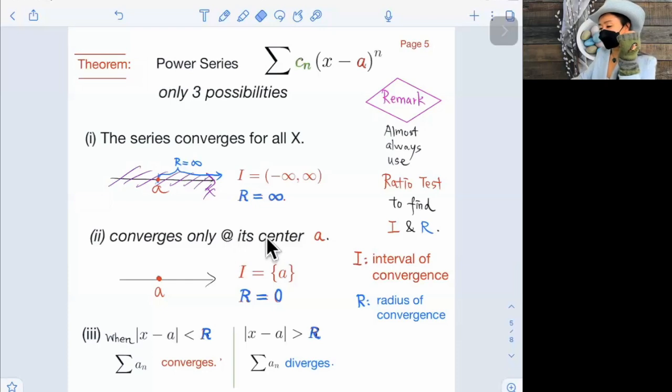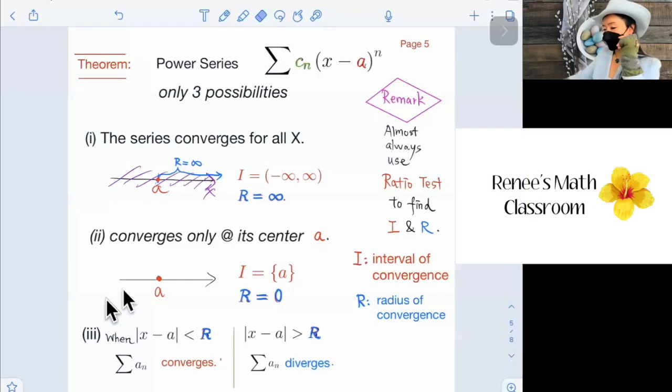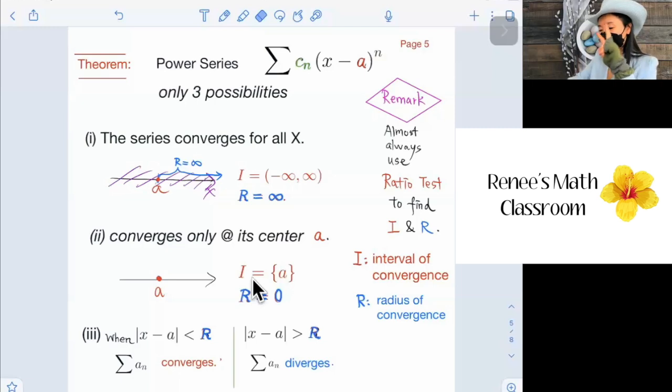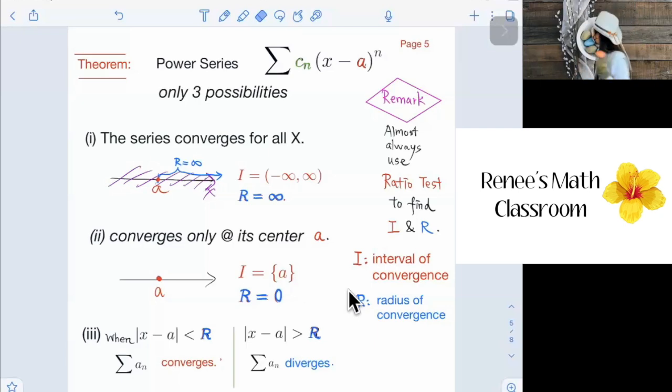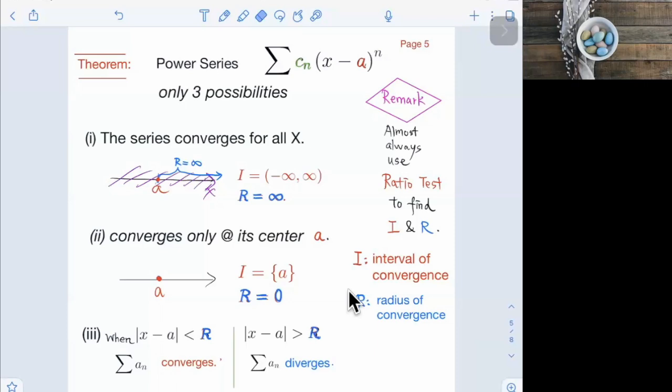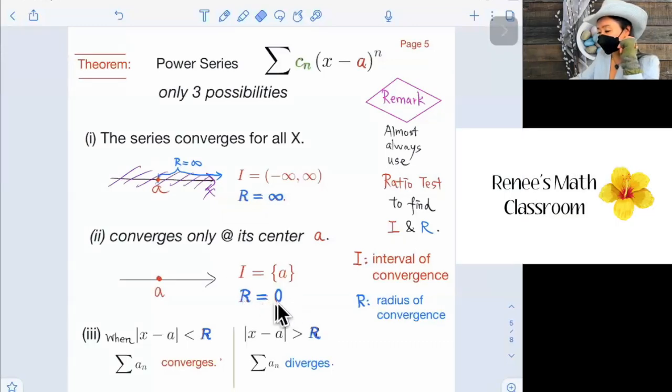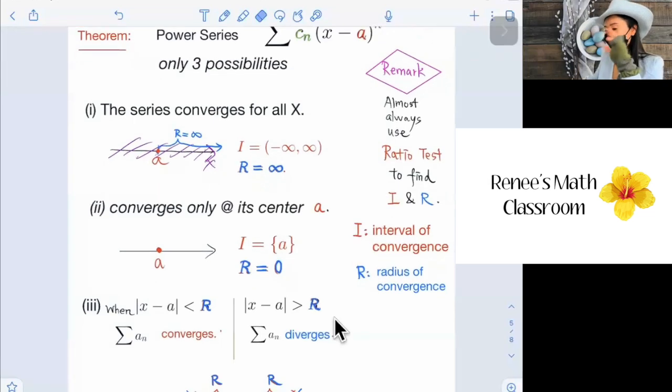What is the second possibility? It converges only at its center. Do we see this one? I think it's the first example we did, right? So that one only converges at the center. How do you write the interval of convergence if it's just a single number? You put braces, instead of the parentheses, which means a set that has only a single number. So braces and put the number. That's the interval of convergence. And the radius of convergence, well, from the center there's no place to go left and right, right? So the radius of convergence will be 0. So that was the second possibility.